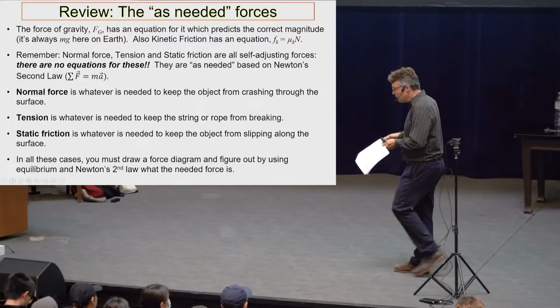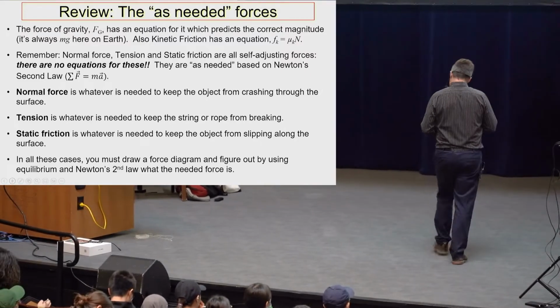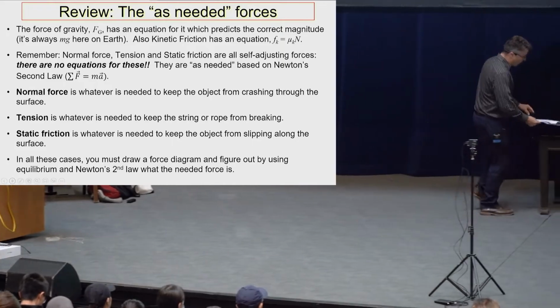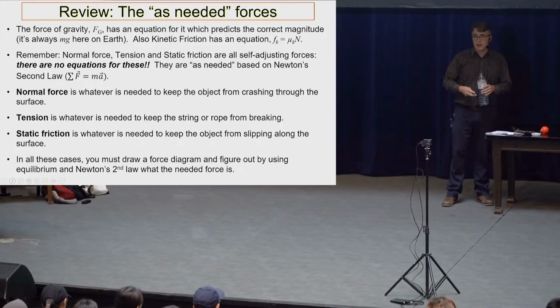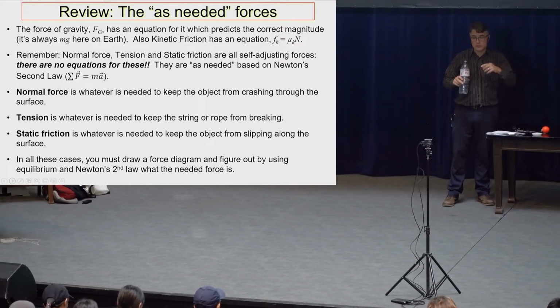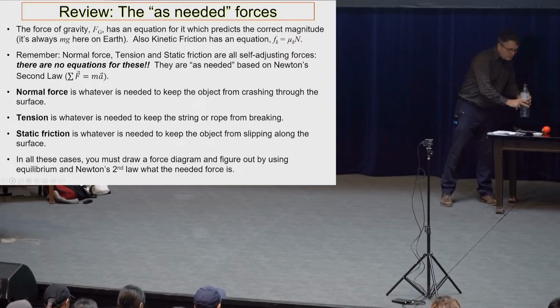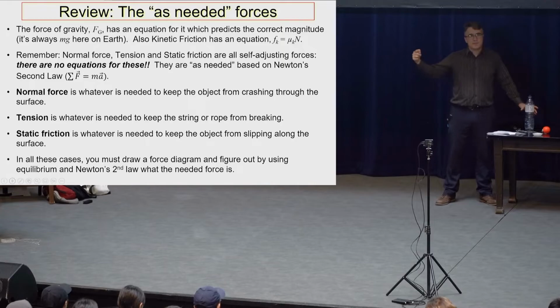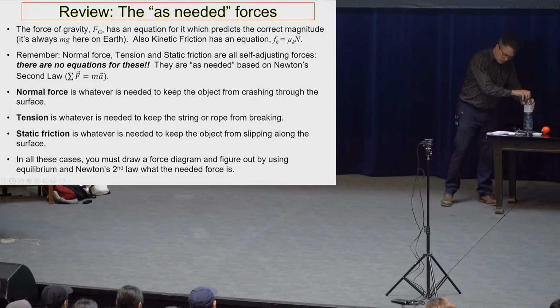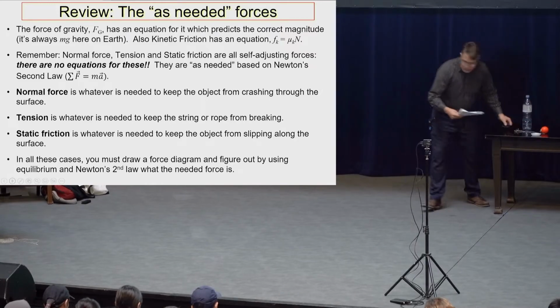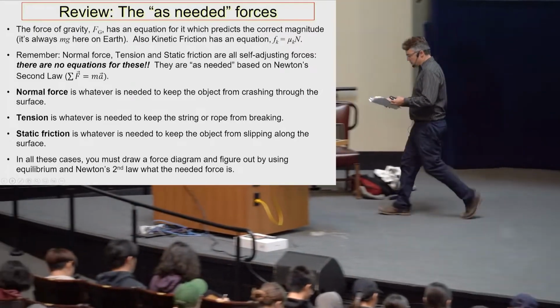So in all these cases, what you do is you draw a force diagram, and you write down Newton's second law, sometimes in your x and y coordinates, or if you're doing a radial thing, you do it in your r and t coordinates, which is just like x and y, except t is tangent to the circle and r is towards the center of the circle.